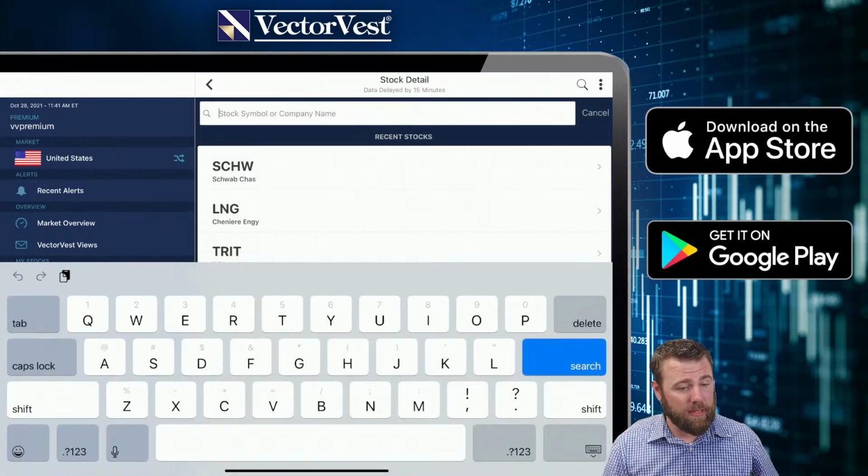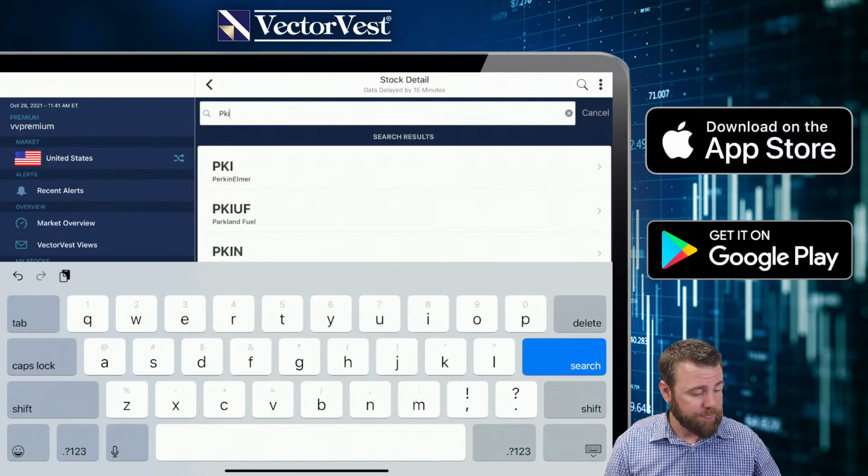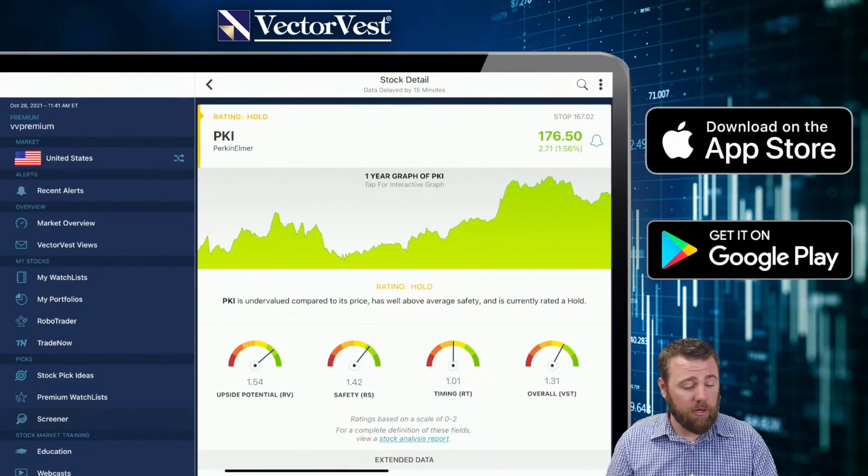And then last but not least, PKI. Good long-term potential, less risk associated with it, but price action on the short-term basis is flat. We need to see that price action start picking back up to really tell us, okay, now we should start feeling comfortable getting into it.